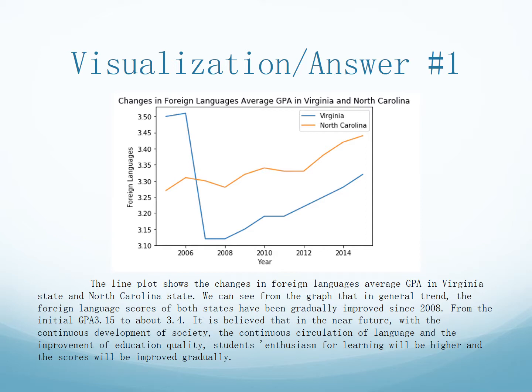It's believed that in the near future, with the continuous development of society, the continuous circulation of language, and the improvement of education quality, students' enthusiasm for learning will be higher and the scores will improve gradually.